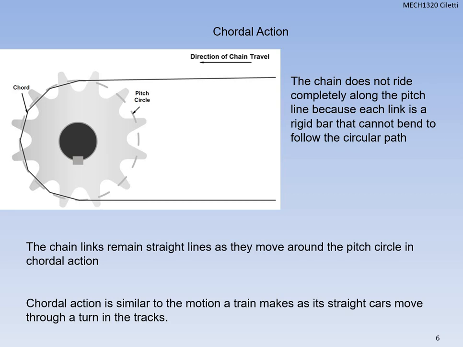Let's talk about chordal action. The basic thing with chordal action is the chain does not ride completely along the pitch line because its link is a rigid bar that cannot bend to follow a circular path. The best example I can give you is a train car. Even though the tracks bend, the car has got to go straight. We call that chordal action because the chain doesn't bend like a belt that fits on perfectly. The chain link still remains straight as it moves around the pitch circle.